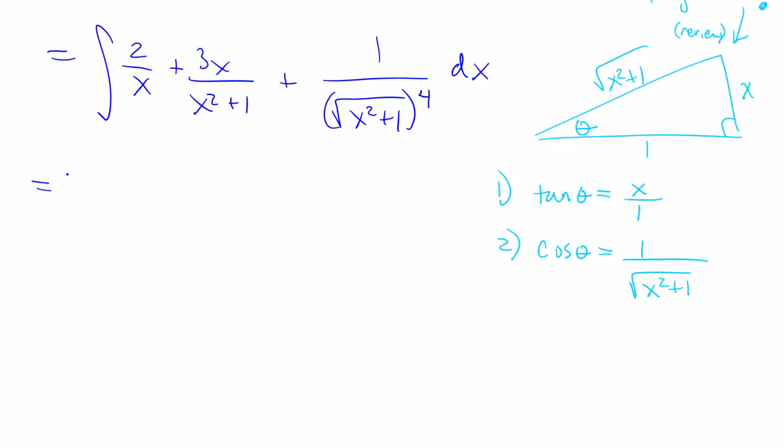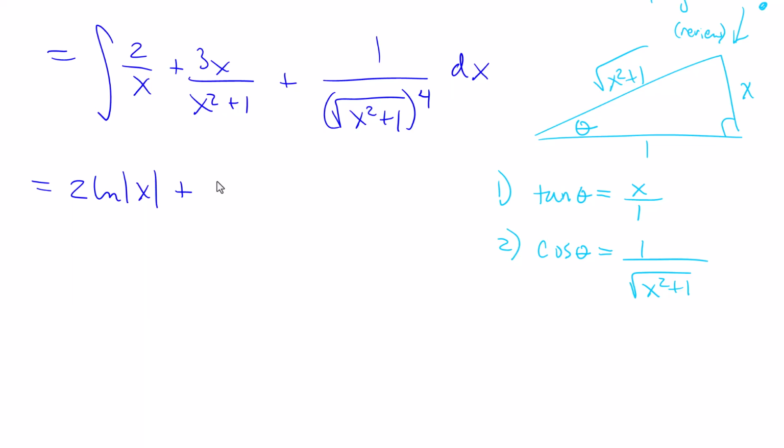The first term, the antiderivative of 2 over x, would be just 2 natural log of absolute value of x. Now, the second term, you really could do a u sub for, because it's 3x over x squared plus 1. Notice the derivative of the denominator is close to the numerator, being off by a constant. That would be just a standard u sub. We should be able to handle that no problem.